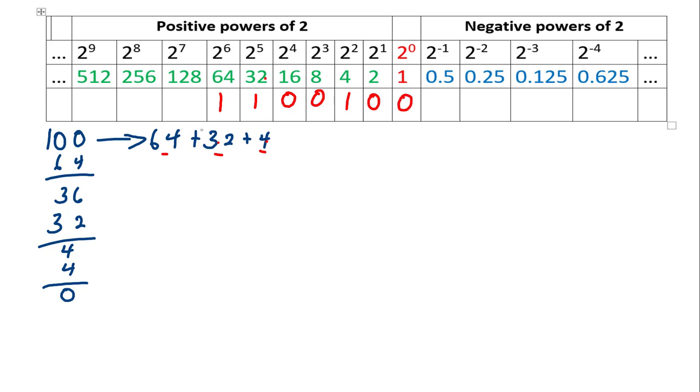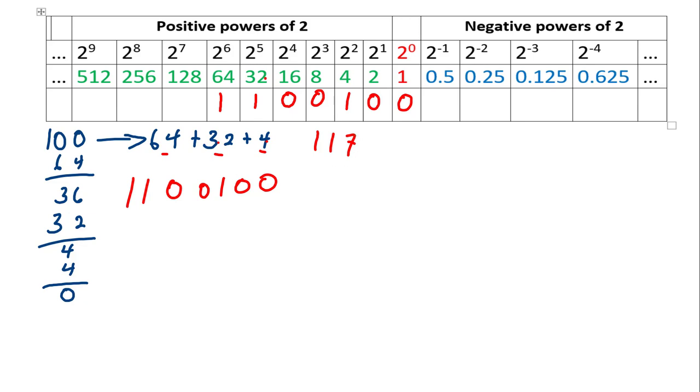So 100 in binary is 1100100. That's 100 in binary. Now let's move on to the second example. The second example is 117.